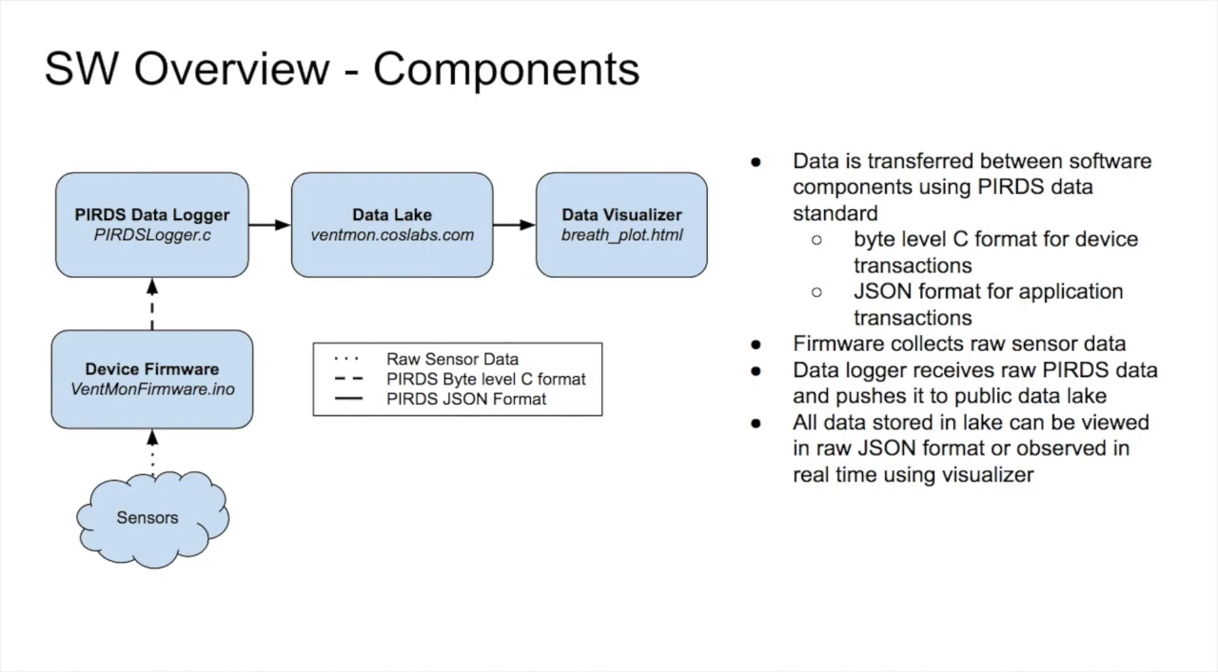That data is then sent to the data logger, which translates the PIRDS data into a JSON format so that it can be easily manipulated for applications further down the line. That JSON data is then sent to our public data lake at VentMon.coslabs.com, where a user can view it using BreathPlot running in their browser.